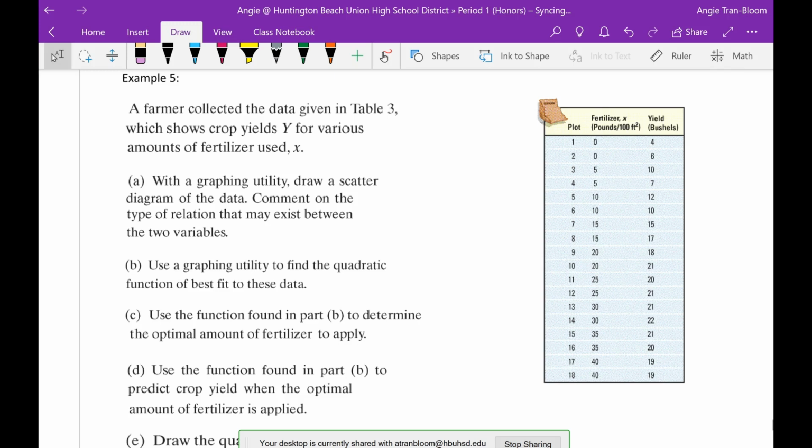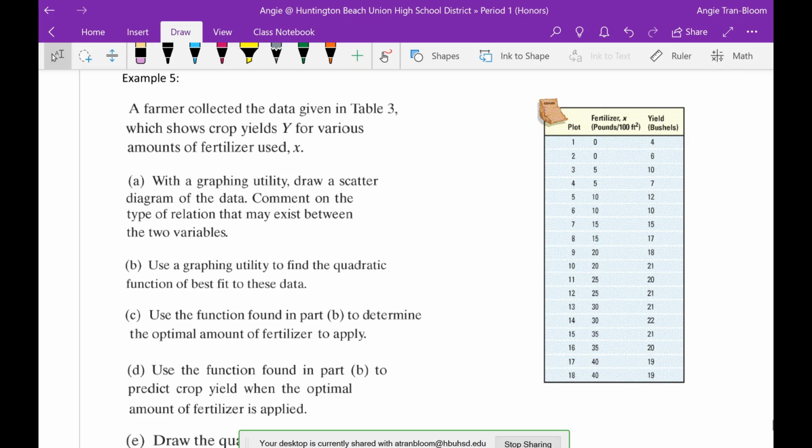With a graphing utility, draw a scatter diagram of the data. Comment on the type of relation that may exist between the variables. So I don't need you to sketch it out on my paper. You just need to put it in your calculator. How do you do that, by the way? Second, stat. Okay, stats. Don't put it in yet, enter the list first.